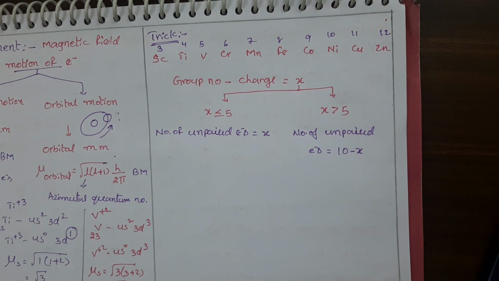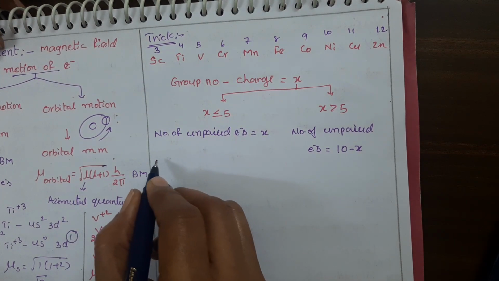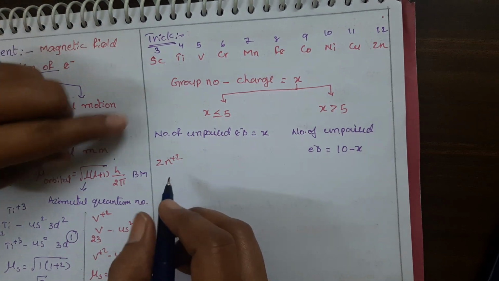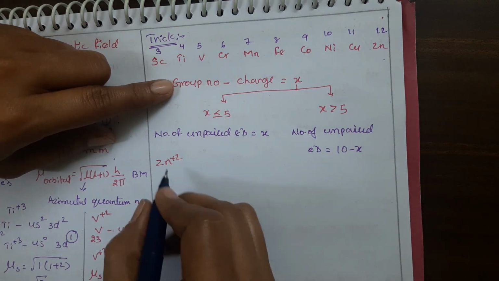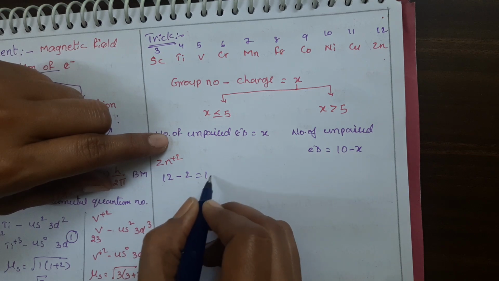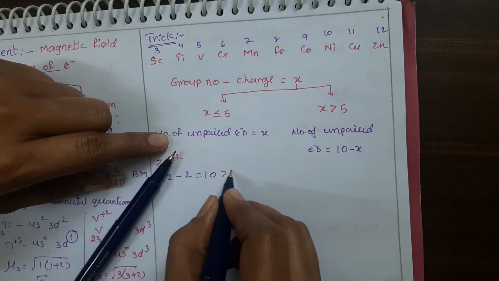Now let us see here. Suppose we take Zn plus 2. What is the group number for zinc? It is 12. Group number minus charge is 12 minus 2 equals 10. So the value 10 is greater than 5.